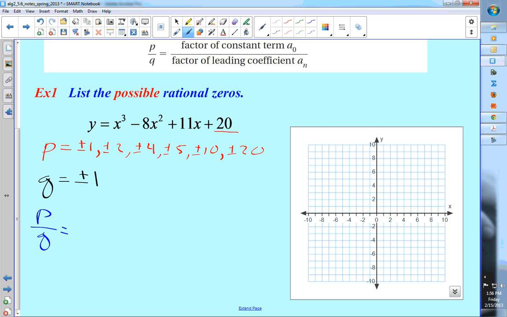Is everybody with me on p's, q's? So Q is Q, right? Q are the factors of your leading coefficient. In this case, it's just a 1. If there was a 2 here, you'd have plus or minus 1, plus or minus 2, and so forth. So in this case, your P over Q's are the same as your P's. Plus or minus 1, plus or minus 2, plus or minus 4, plus or minus 5, plus or minus 10, and plus or minus 20.